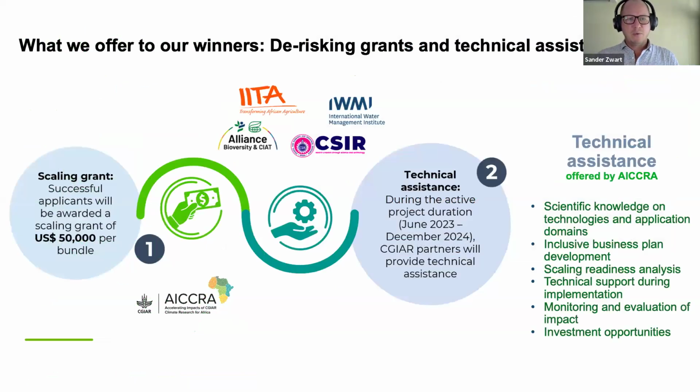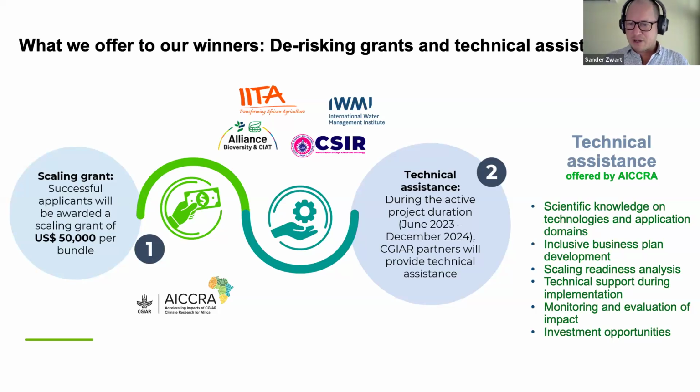So again, what do we offer to the winners? I already told you, it will be a scaling grant. If you're successful, there will be a scaling grant waiting for you to support the implementation of your business plan in the first year. But I want to stress that it is not the case that we give you the grant and then it's over. During the whole process, starting from today until the end of the 2 years, there will be technical assistance offered by the team of researchers and implementers from our consortium, our project, AICCRA.